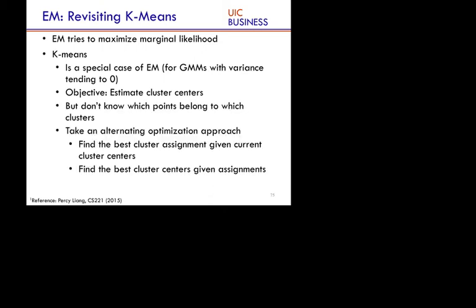You don't know which points belong to which clusters. That's the whole problem. So you take an alternating optimization approach. You first find the best cluster assignment given the current cluster centers. Randomly pick k points to be the cluster centers. Then figure out the best cluster assignment to these cluster centers, right?